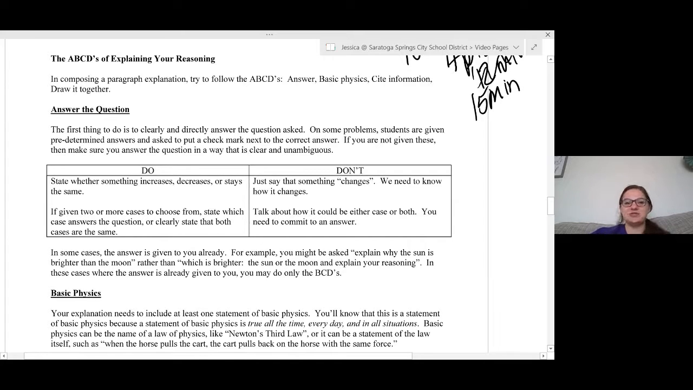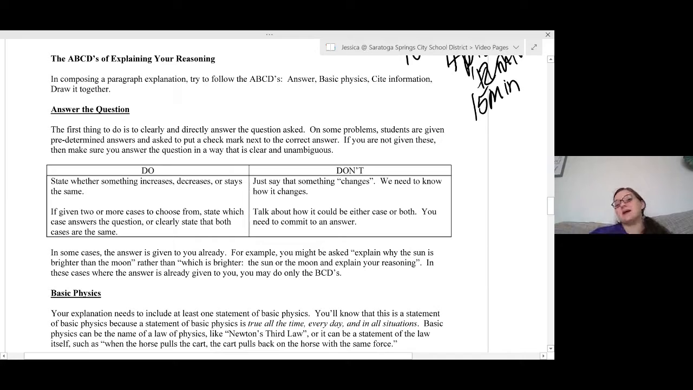So on some problems, you're given predetermined answers. You have to put a check mark. If you're not given these, then make sure you answer the question in a way that isn't ambiguous. So if you're asked to say whether something increases or decreases or stays the same, the first sentence in your paragraph should be XYZ increases or XYZ stays the same. If you're given 2 or more cases to choose from, state which case answers the question or clearly state that both cases are the same. Or you say, like, trial 1 differs from trial 2 in such and such a way.